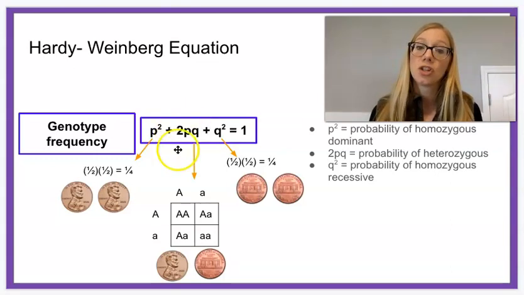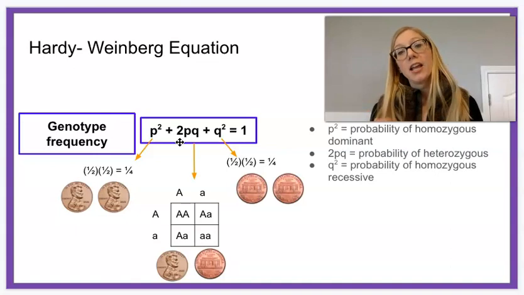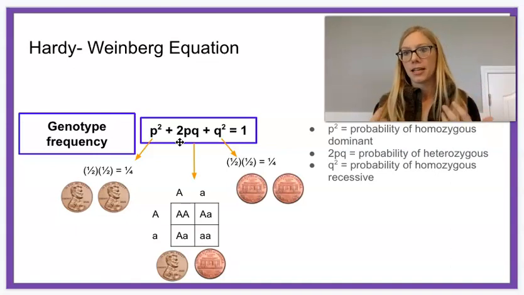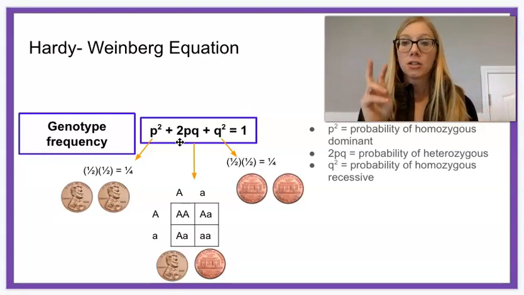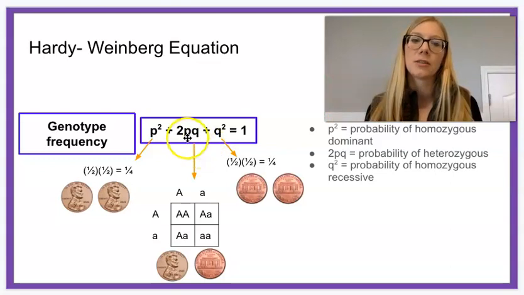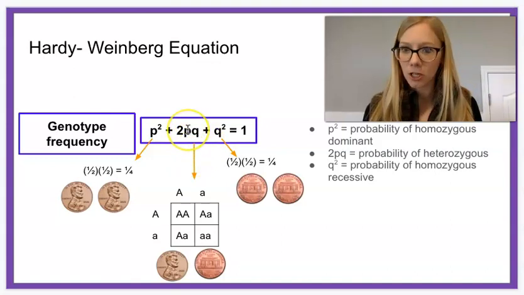And why do we have the 2 in front? Well, there's 2 different ways to get it. You could either have your mother give you dominant and your father give you recessive, or you could have the genetic father give you dominant and the genetic mother, say, give you recessive, right? So because there's 2 different ways to be heterozygous, depending on which order they come in, essentially we do 2 times the frequency of P times the frequency of Q.